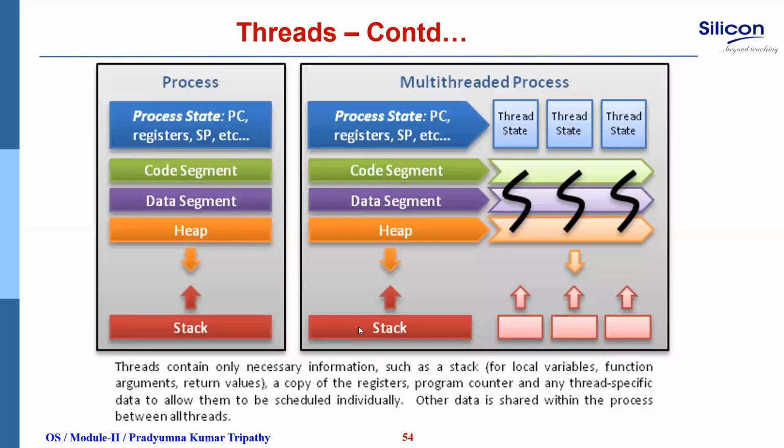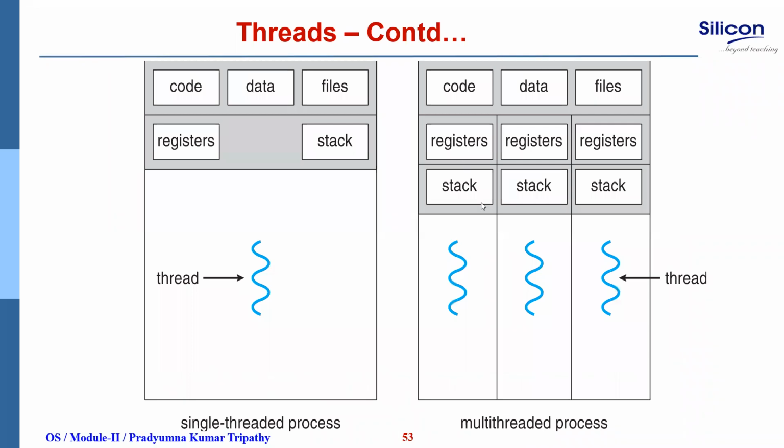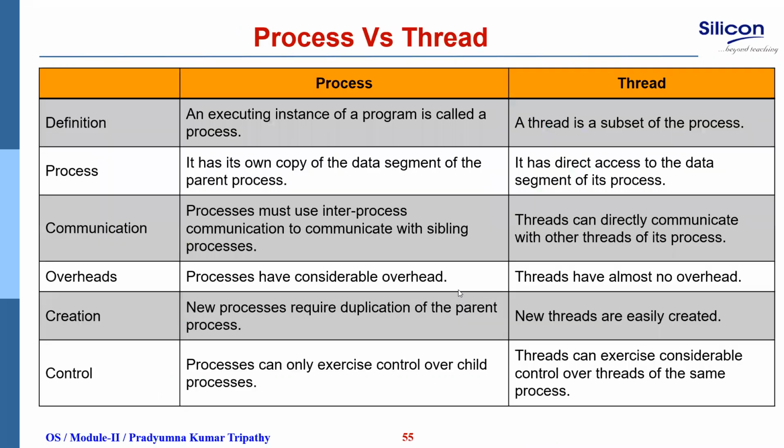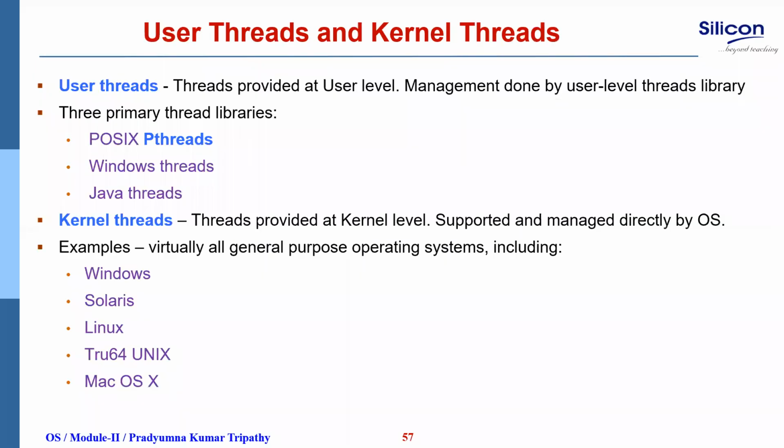Okay, so now look here. The threads contain only necessary information such as the stack for local variables, function arguments and return values. Then we have a copy of the registers and program counter. So it requires registers, stack for different information, and the program counter, right? Now let us differentiate between a process and a thread. There are many differences. We'll be quickly going through them.